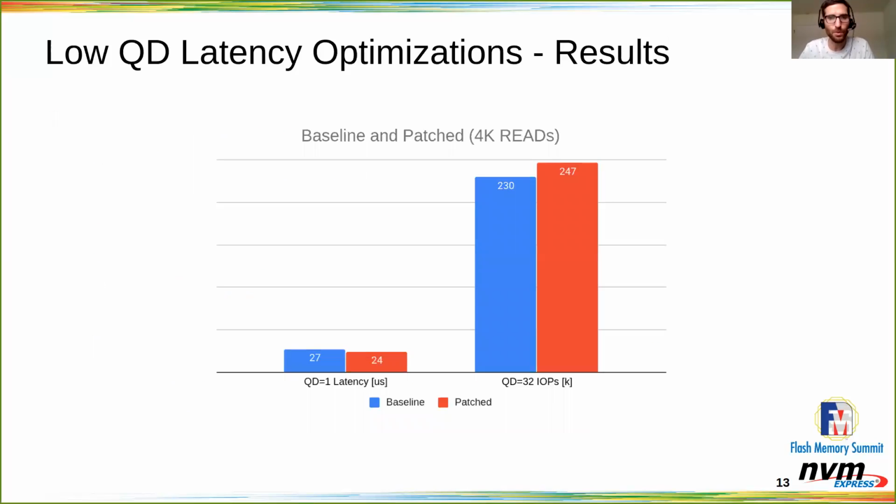So once we added these two eliminations of context switches, we ran the same benchmark again. The baseline was with the I/O affinitization applied, and we achieved an additional 10% improvement in QD1 latency for 4K reads. And we also achieved between 5 and 10% improvement at QD32, from 230 KIOPS to 247 KIOPS from a single thread. So that's good.